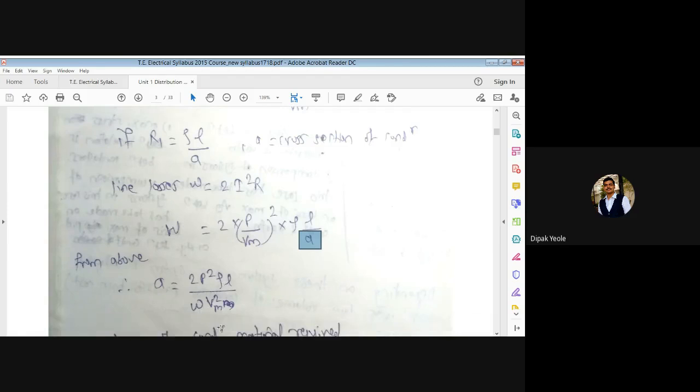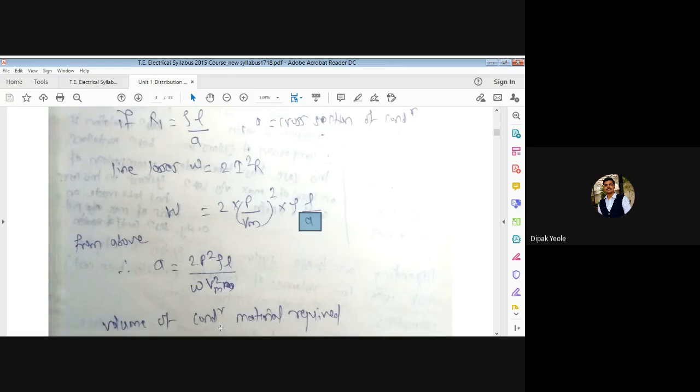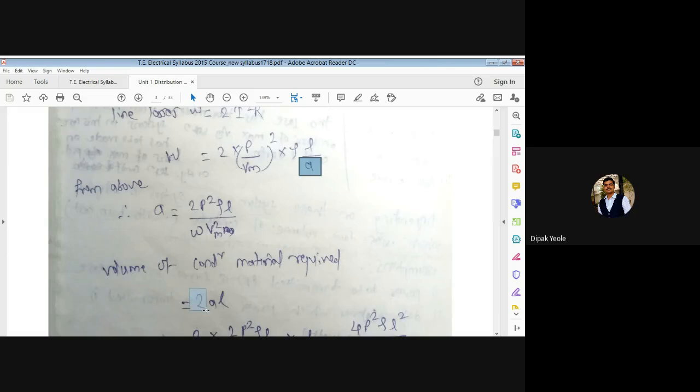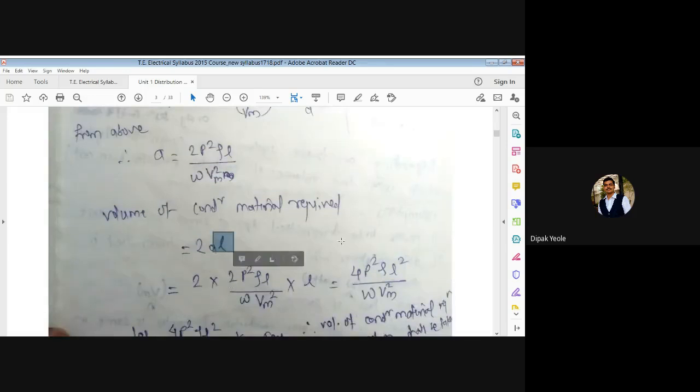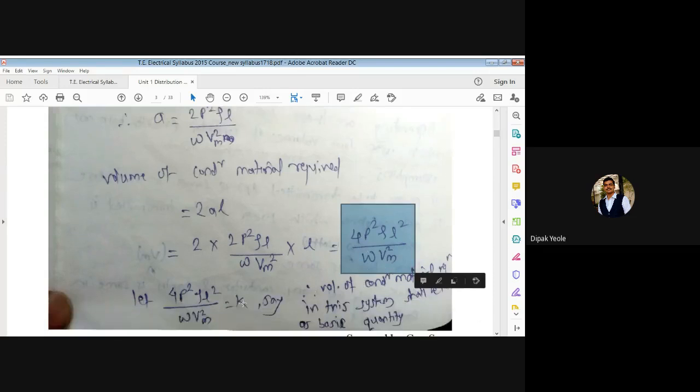Our work is not yet complete up to here. Now what is our work? We have to find the volume of conductor material required. And what is the volume of conductor material required? 2 times AL. Since there are 2 conductors, 2. If there are 3, then 3. Yes. Put the value of this A. Put the value of this L. And after this, you will get this equation: 4P square rho L square divided by W VM square. And we have to make sure that we are using this term as K. Yes, because we have to make one parameter for comparison. So this is for the DC 2 wire with one conductor earth.